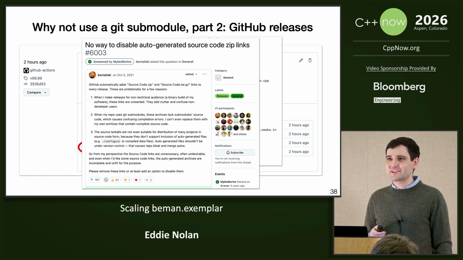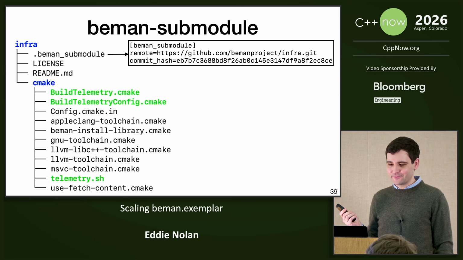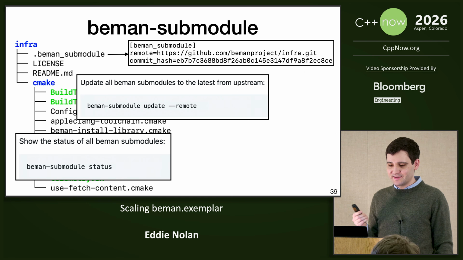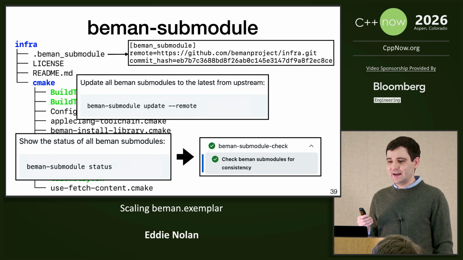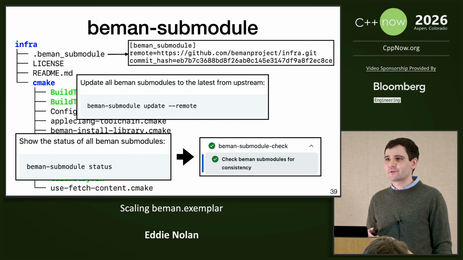So what did we do to solve this? Well, what we actually went with was just reinventing the wheel. We have this beman submodule tool inside the infra directory. We've got this configuration file that has a git remote and a commit hash. And the tool has this beman submodule update command that mimics git submodule update. And it's got a beman submodule status command that ensures that the contents of the infra directory reflect what that remote and hash are saying. And then this runs in CI, so we can verify no one pushes a commit that breaks the infra directory.